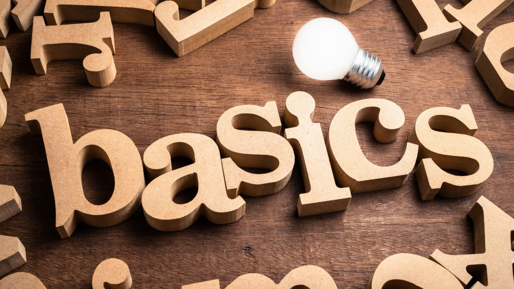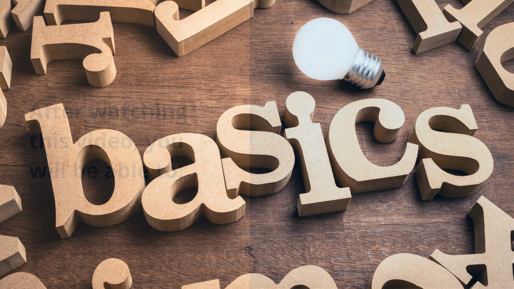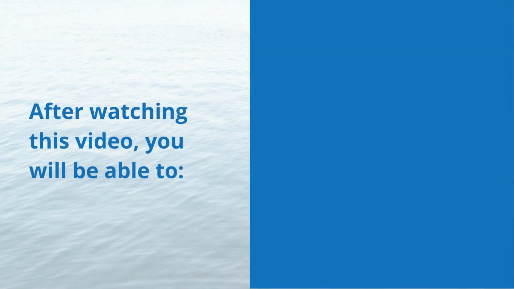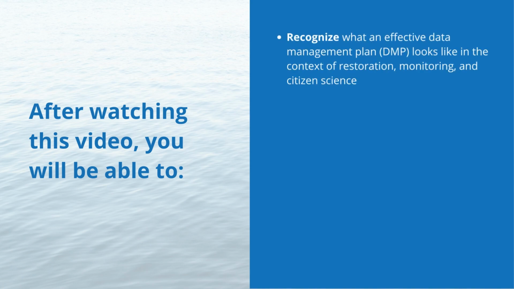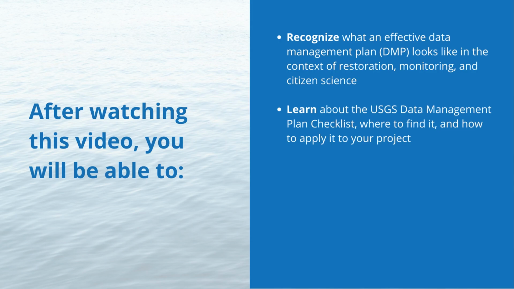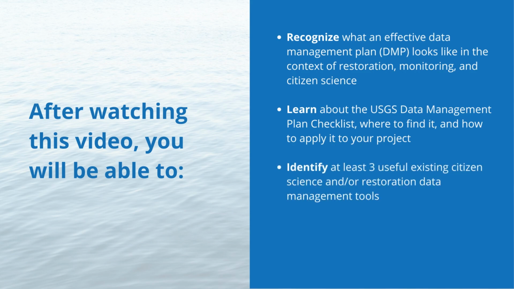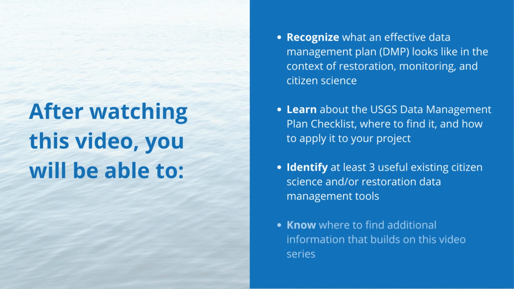Becoming familiar with data management standards can feel overwhelming. Let's start with the basics so you can feel confident setting your project up for success. After watching this video, you should be able to recognize what an effective data management plan looks like in the context of restoration, monitoring, and citizen science. Learn about the USGS Data Management Plan checklist, where to find it, and how to apply it to your project. Identify at least 3 useful existing citizen science and/or restoration data management tools. Know where to find additional information that builds on this video series.